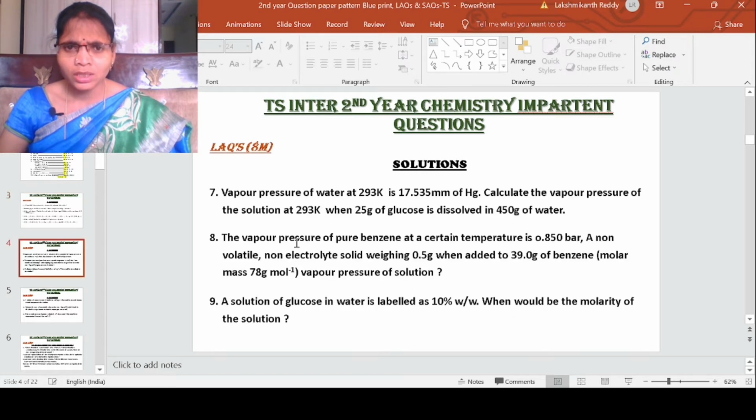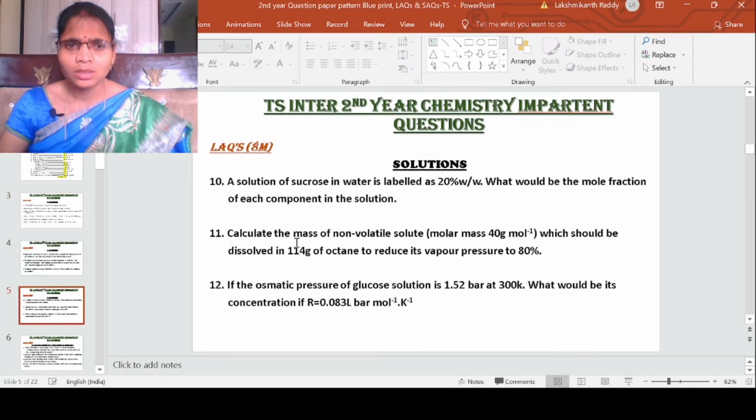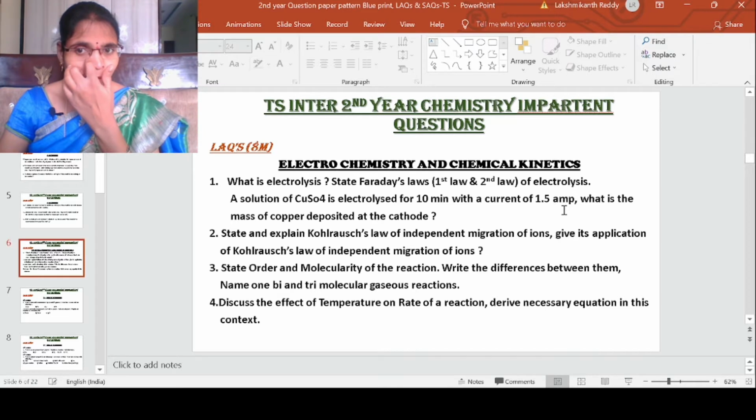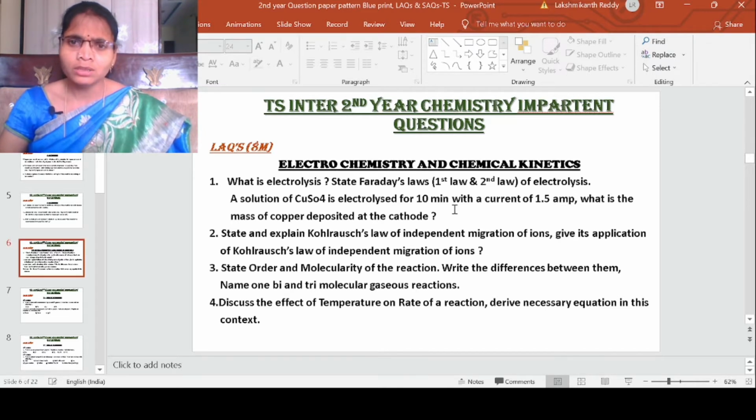Next chapter, electrochemistry and chemical kinetics. We know very well that electrolysis and Faraday's laws are very important with the problem. Copper sulfate problem: 10 minutes time is given, 1.5 amperes of current is given. Maybe they will change the time and amperes of current, but it is the same problem.